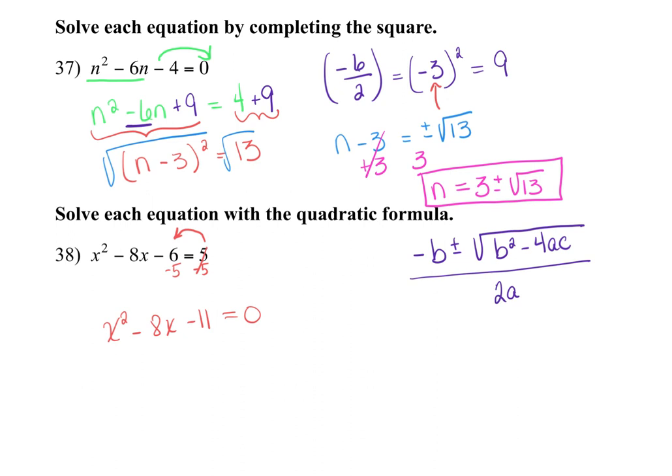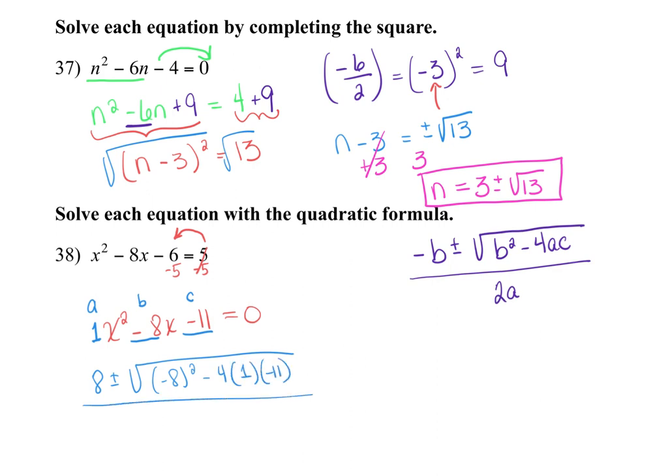And now I can label my a, which is the number in front. If you don't see one, it's a 1. My b, which is negative 8, and my c, which is negative 11. And now that I have those, I'm just going to plug those into the quadratic formula. Negative b, that means the opposite. So if this is a negative 8, I'm going to make that a positive 8, plus or minus the square root of b squared minus 4 times a times c, all over 2 times a.